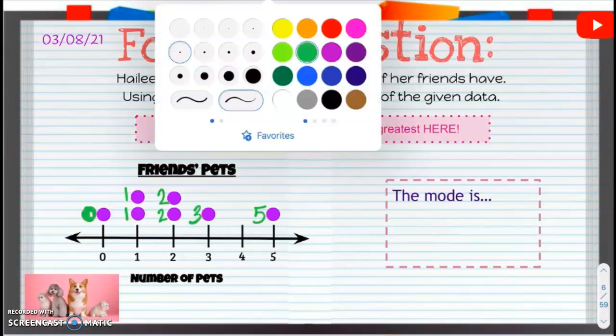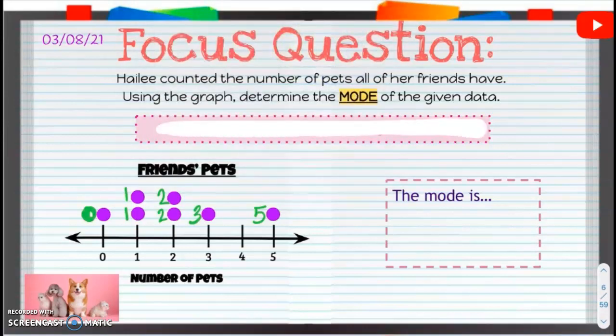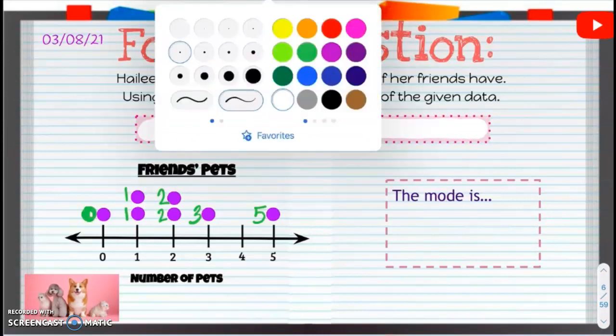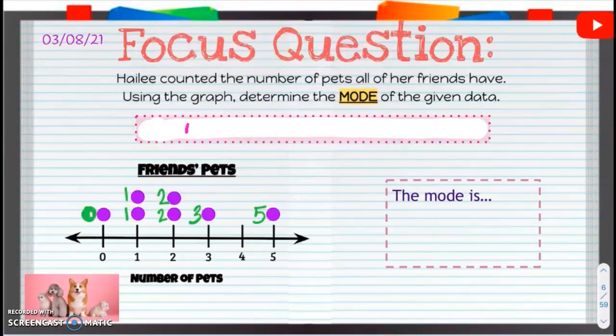So if we put them in order from least to greatest, let's get some room cleared out here. All right, there we go. Let's put them in order from least to greatest. We have a 0, 1, 1, 2, 2, 3, and 5.